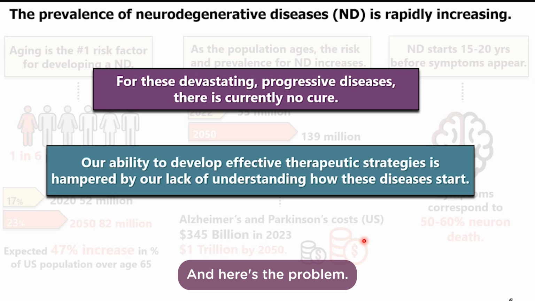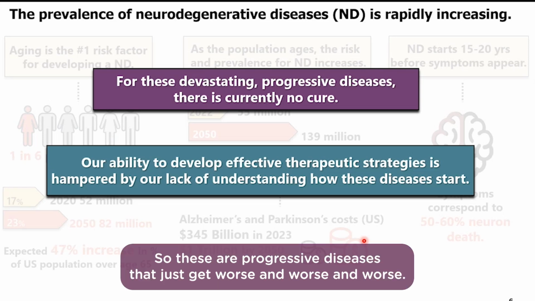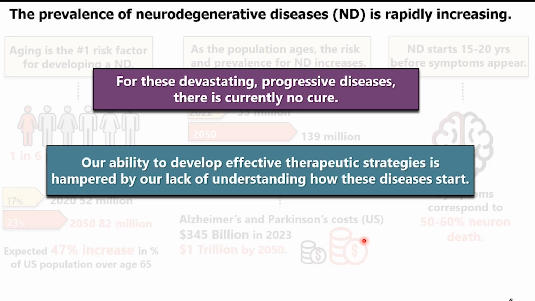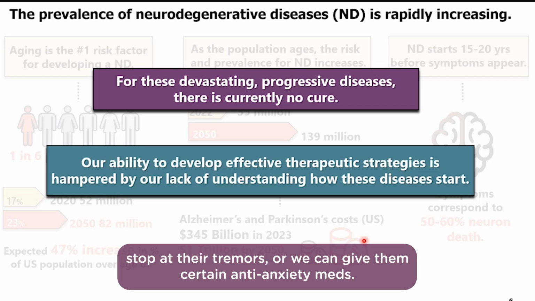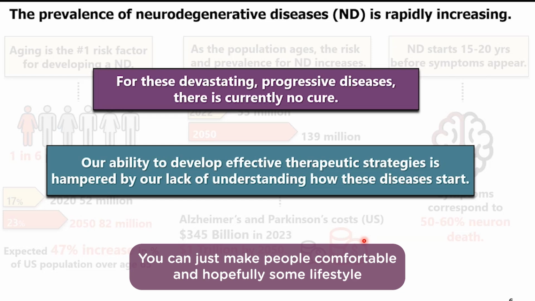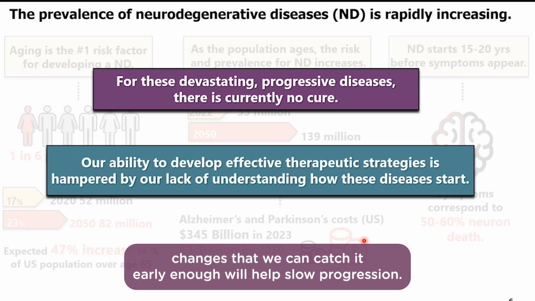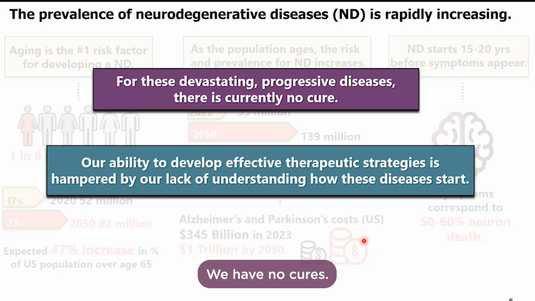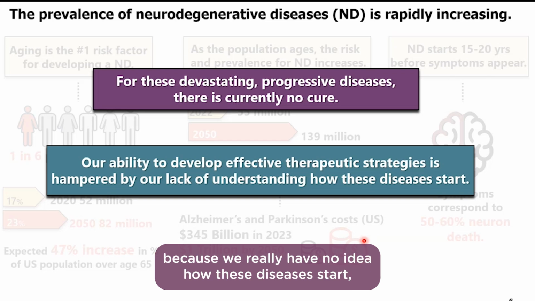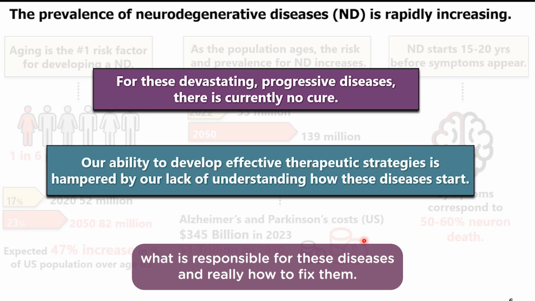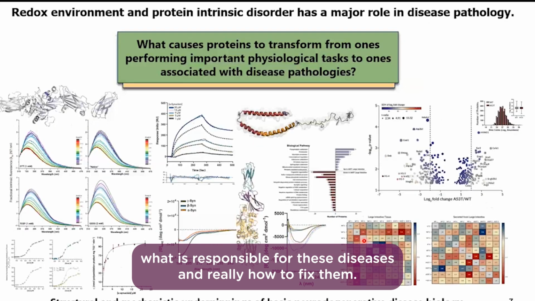And here's the problem: there's no cure. These are progressive diseases that just get worse and worse and worse, and all we do is treat symptoms. All we can do is give someone levodopa for a while to stop their tremors, or give them certain anti-anxiety meds. We can just make people comfortable. Hopefully some lifestyle changes, if we can catch it early enough, will help slow progression, but we have no cures. One of the reasons we don't have a cure is because we really have no idea how these diseases start, what is responsible for them, and how to fix them.